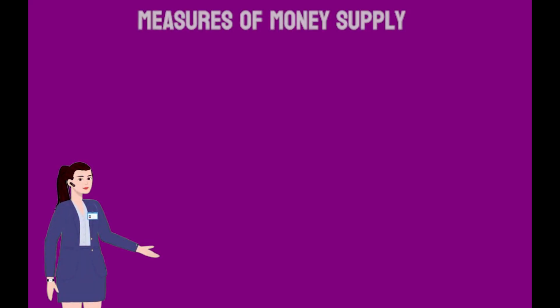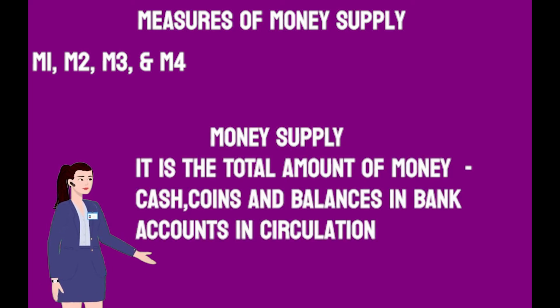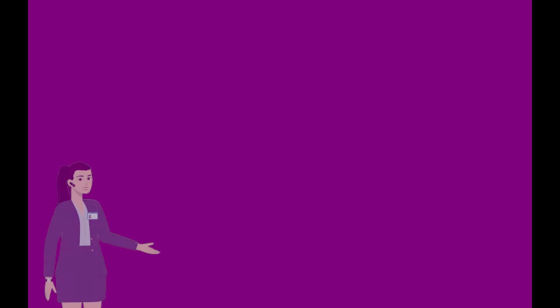Next concept, measures of money supply. Do you know the difference between M1, M2, M3 and M4? These are four measures of money supply. First of all, you have to know what is money supply. It is the total amount of money, that is cash, coins and balances in bank accounts in circulation. Okay. In simple sense, it is the total quantity of money available in a country at a point of time. That is, total volume of money held by the public at a point of time. M1, M2, M3 and M4 are the four alternative measures of money supply.